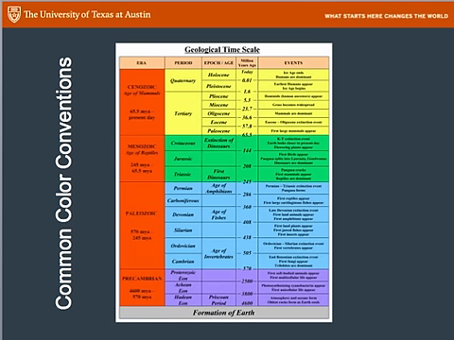Remember the geologic timescale. There are some common conventions with color. They're not used in every map, but very commonly, yellows, oranges, and reds are used for Cenozoic rocks. Greens are Mesozoic rocks, blues are Paleozoic rocks, and purples, browns, and pinks are used for the oldest Precambrian rocks.